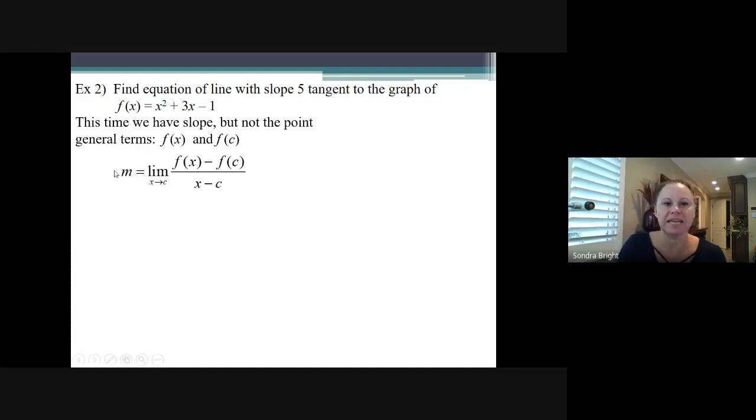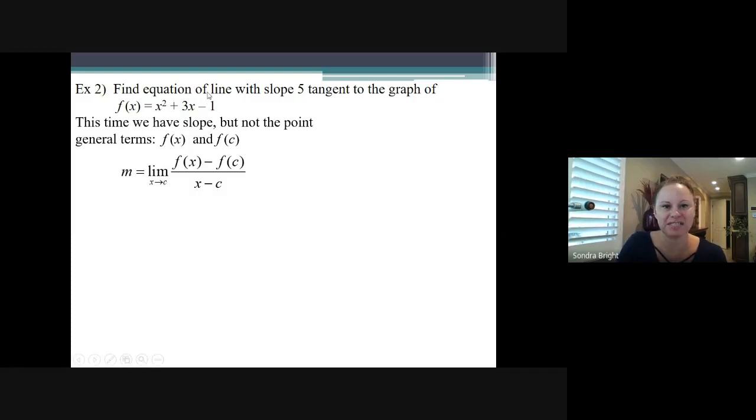And so I'm going to take the limit as x approaches c of f of x minus f of c all over x minus c. So that's that same formula we've been using. It's just this time they didn't give us a point, so I don't know what x is approaching here. So I'm just going to let c represent some x value. All right, so I'm going to plug this in.